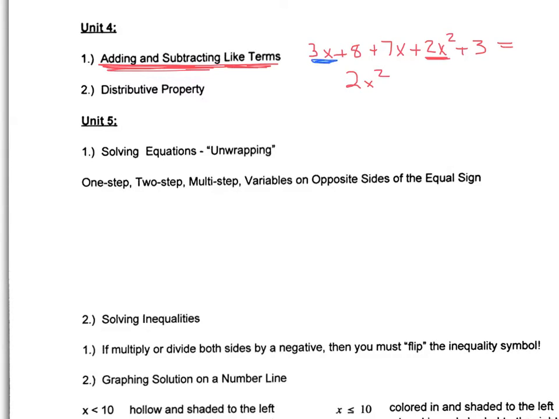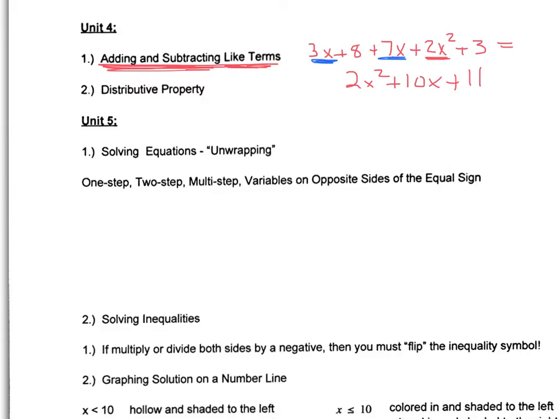You have a 3x and a 7x, so that gives me 10x. And then last, you have the 8 and the 3, and 8 plus 3 is 11, and that's it. You can't add any more. It can't go any further because there are no like terms.